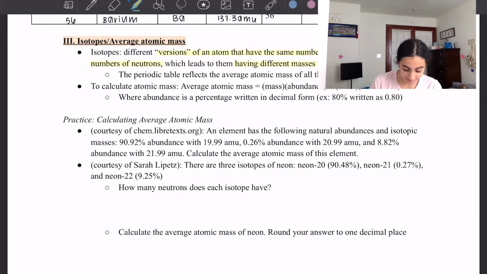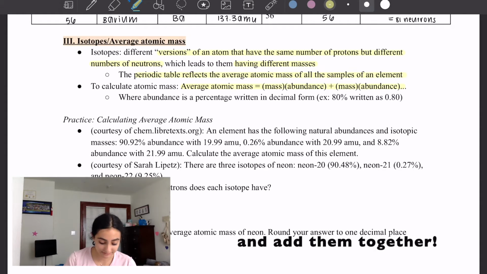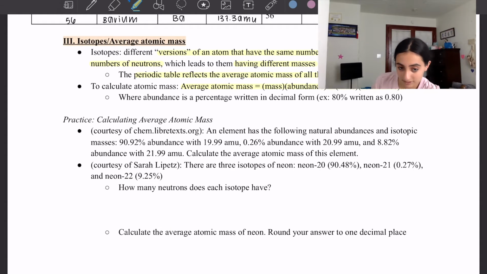So as I said here, the periodic table reflects the average atomic mass of all the samples of an element. And to calculate the atomic mass, we just multiply the atomic mass of one isotope times its abundance and just keep doing that over and over for all the isotopes and their abundances. And that'll make more sense once we practice more examples. That is just the premise of what we're doing.